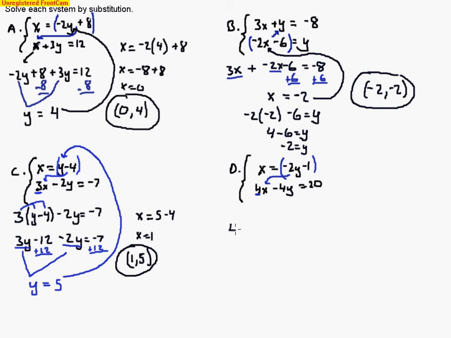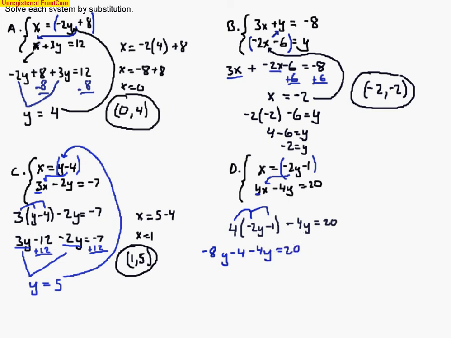4 is being multiplied by x. Well, x is negative 2y minus 1. So I'm going to put that in place of x. And then minus 4y, and this all equals 20. So we're going to go ahead and use that distributive property, multiply the 4 over that sum. It's a sum because they're the same sign. So we have negative 8y minus 4 minus 4y equals 20.